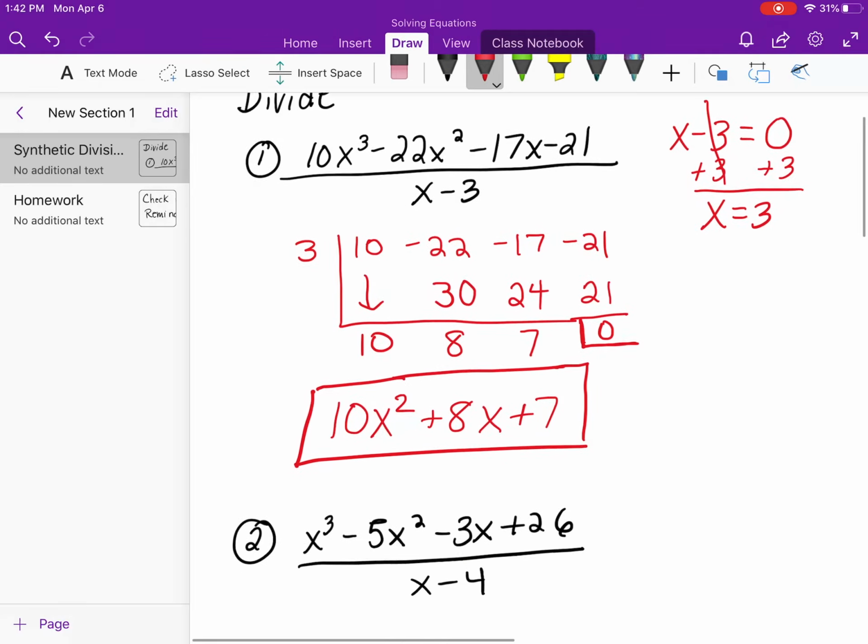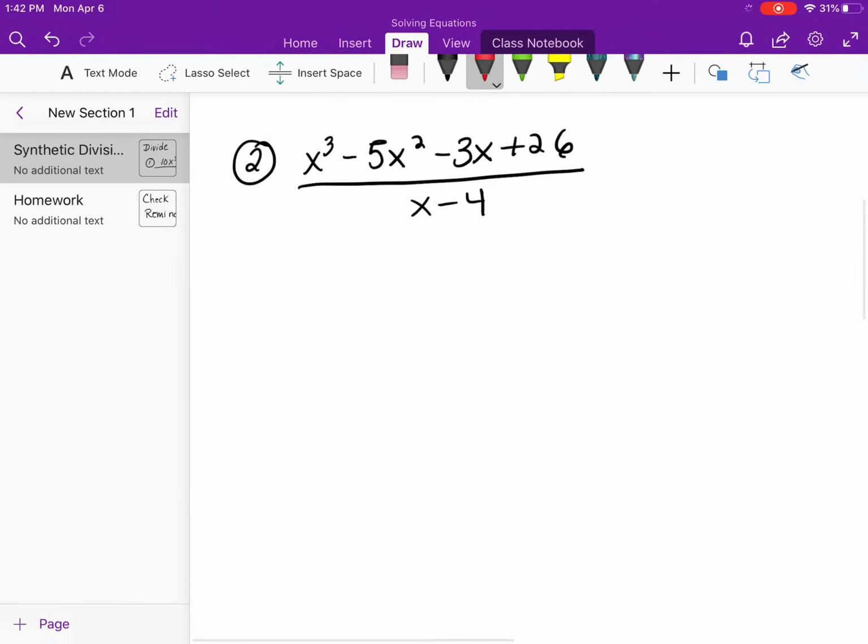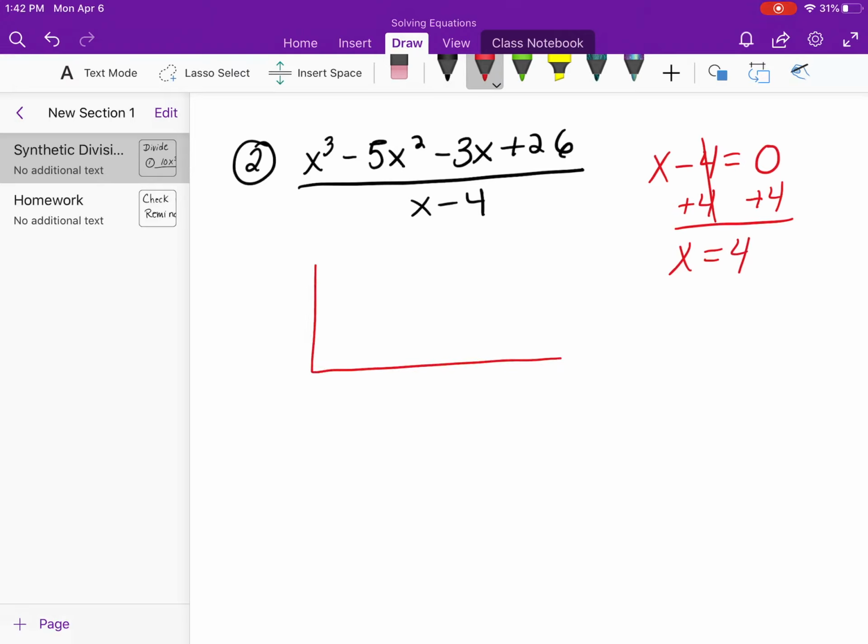Okay, now let's do another problem in which I do have a remainder. So for this problem, we'll start out the same way. Take what you're dividing by, x minus 4, and set that equal to 0. Then we're just going to solve for x. Add 4 to both sides. So that would be x equals 4. And that's what you're going to put on the outside of your synthetic division box. We'll put a 4 on the outside.